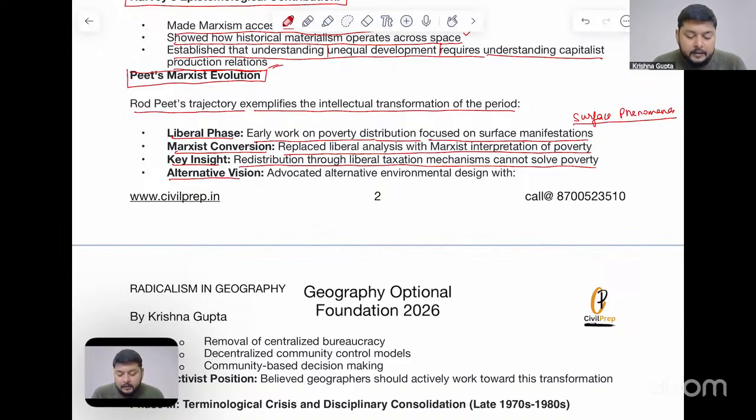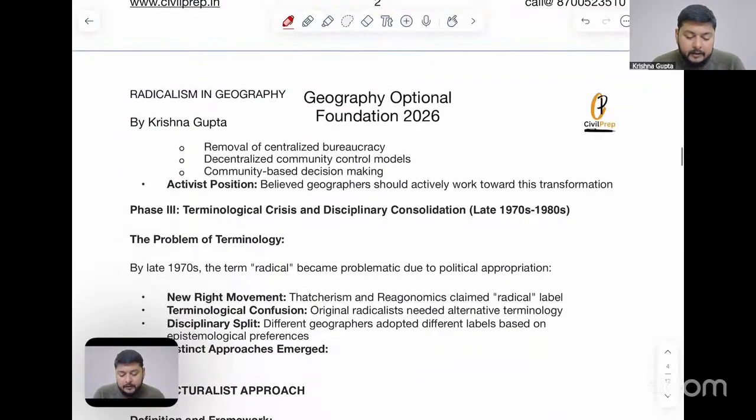Now, the alternative vision advocated an alternative environmental design with, number one, removal of centralized bureaucracy, then decentralized community control models, then community-based decision making. These were the three important approaches taken up as an important call to action for solving the issue of poverty which is prevalent in society.